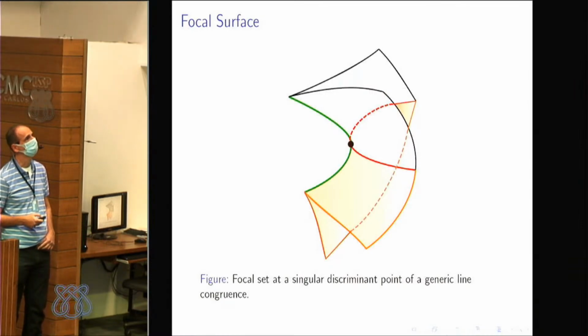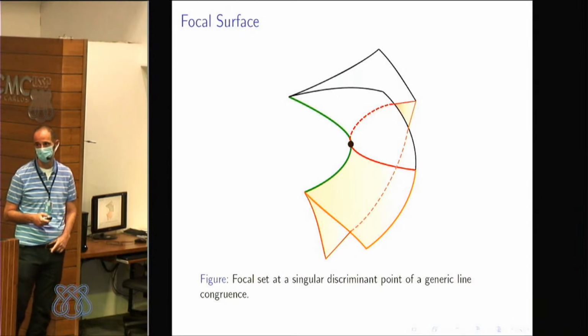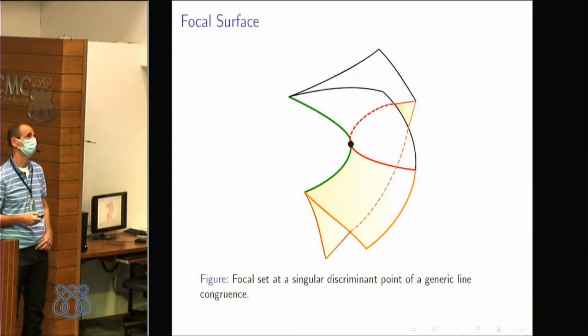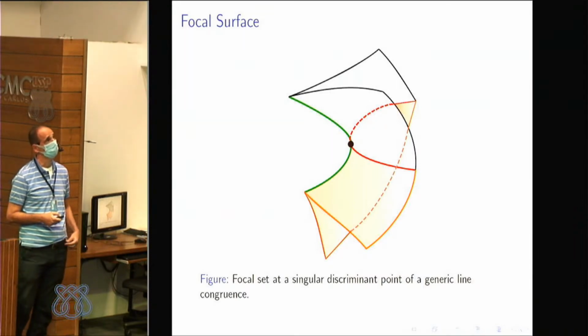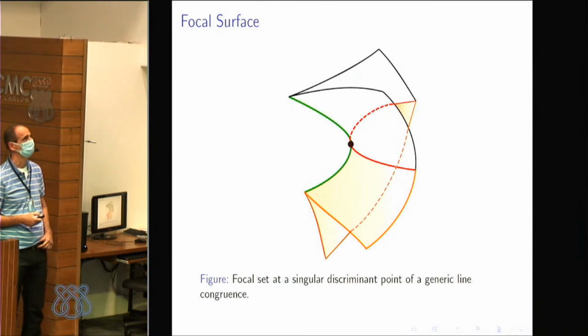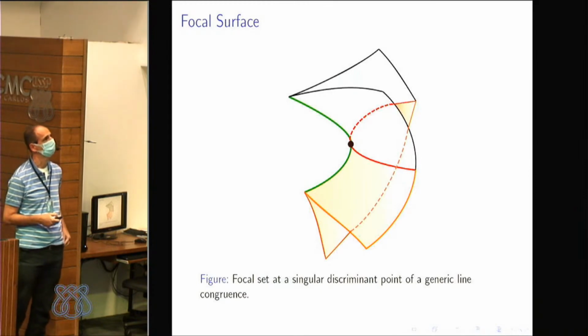This is the focal set, with the discriminant curve in red. The focal set is smooth at the discriminant set, even if there are two different leaves, and at a singular point we have a cuspidal edge, and this green curve is the image of the ridge, which is the cuspidal edge, in fact.